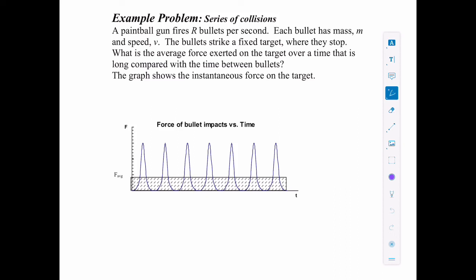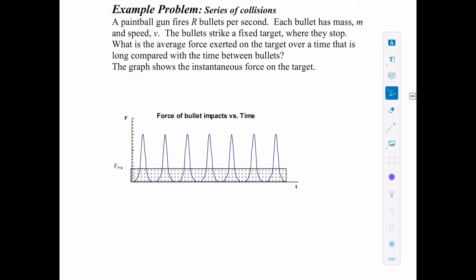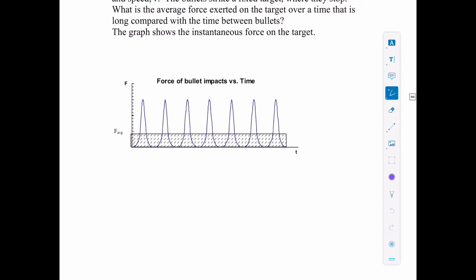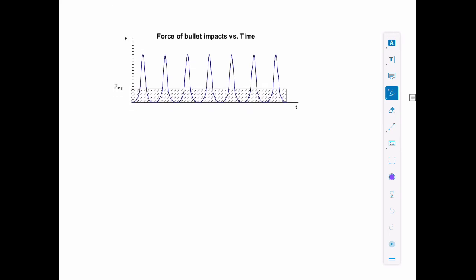They are going to strike a fixed target where they stop, and we want to know what is the average force exerted over a period of time that is long compared to the time between them. So essentially, I'm trying to find the average force. These are going to keep hitting this target, and there's going to be all of these spikes that are occurring, and I want to figure out what the average force is. So again, we're going to keep it just in terms of variables. If you actually had numbers, you would plug them in. But let's say we know that force times time is equal to change in momentum, which is mass times change in velocity.